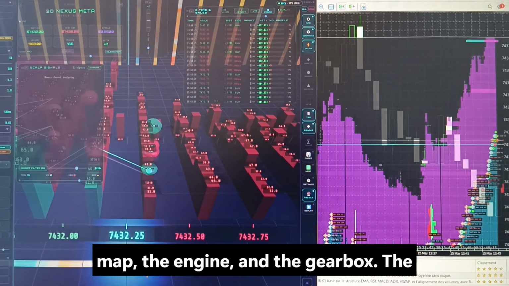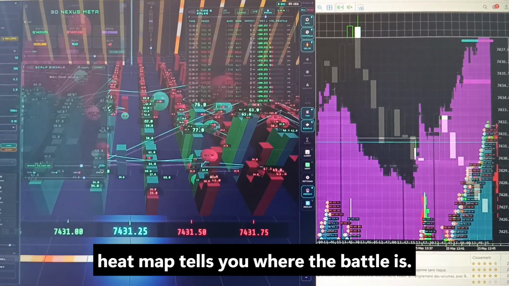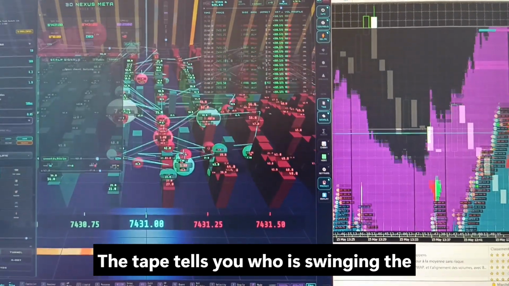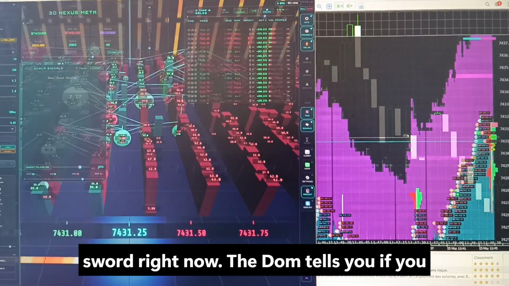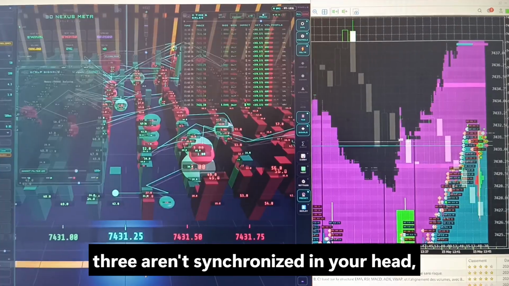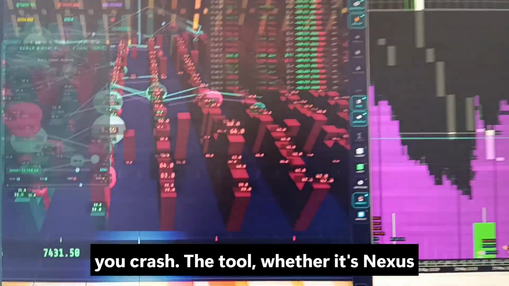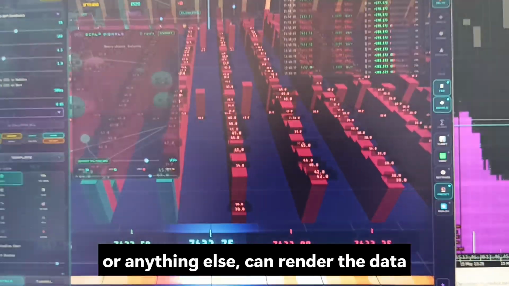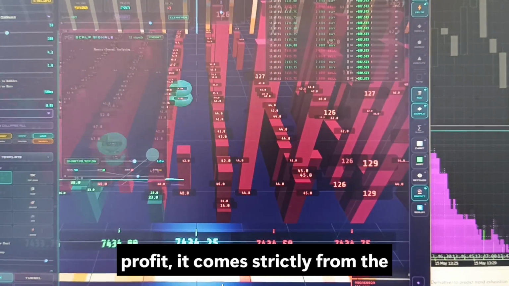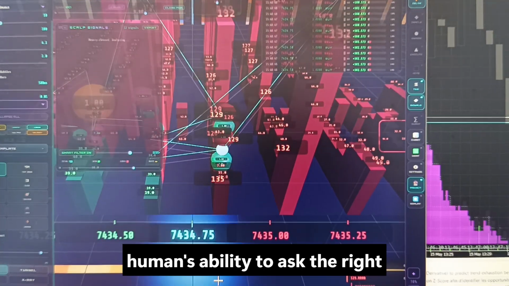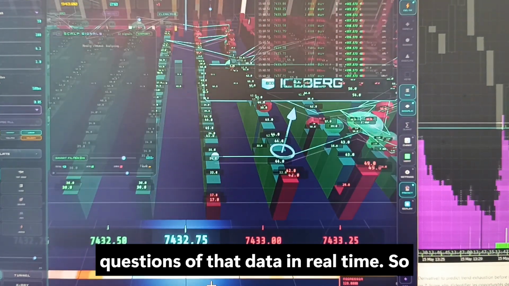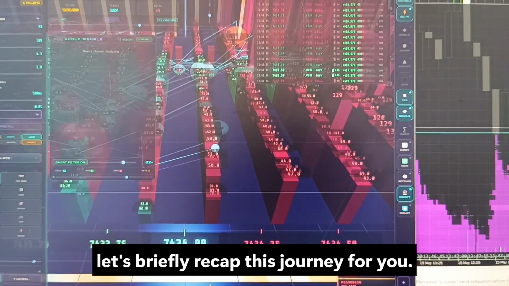The map, the engine, and the gearbox. The heat map tells you where the battle is. The tape tells you who is swinging the sword right now. The DOM tells you if you have room to swing yours. Wow. If those 3 aren't synchronized in your head, you crash. The tool, whether it's NXUS or anything else, can render the data flawlessly. But the edge, the actual profit, comes strictly from the human's ability to ask the right questions of that data in real time. So let's briefly recap this journey for you.